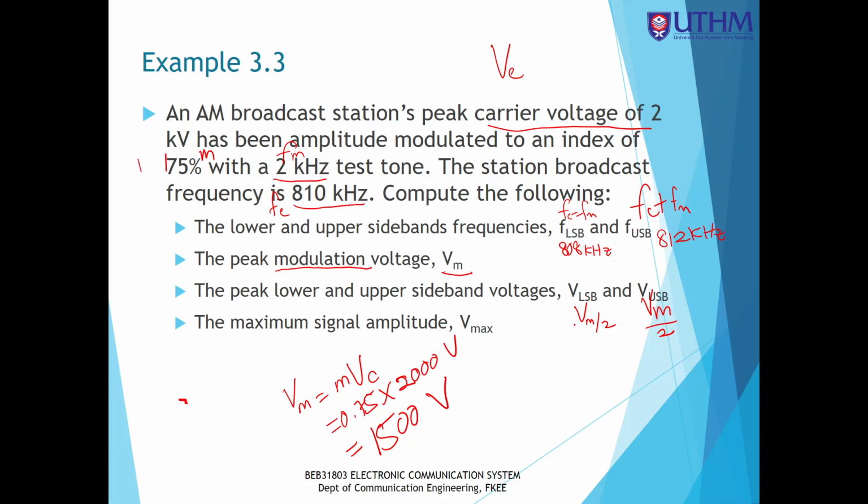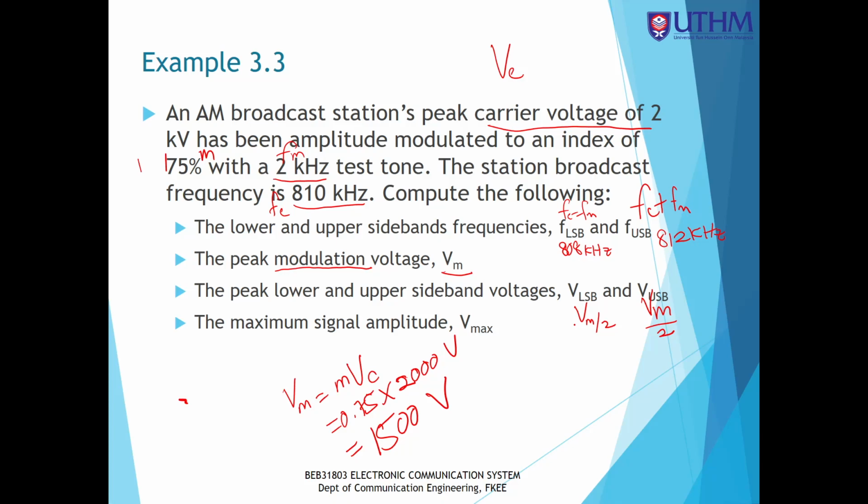Okay, and then what? The maximum signal amplitude, Vmax. So Vmax is equal to Vm plus Vc. So this is 1500 plus 2000 volt. So you get 3500 volt. Okay, for the Vmax.